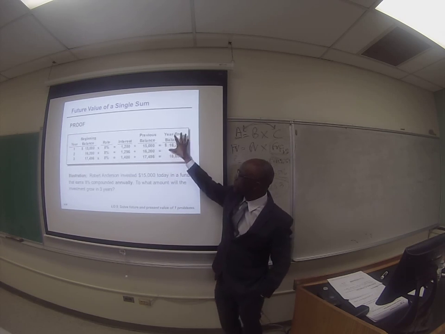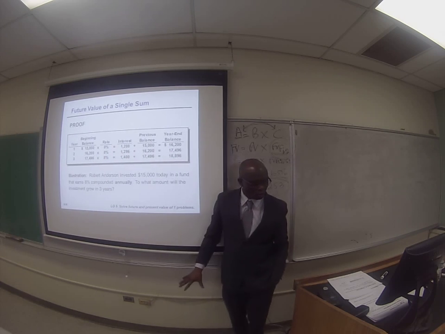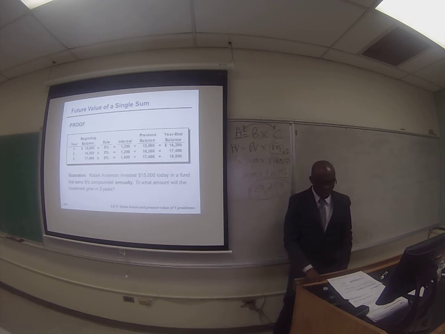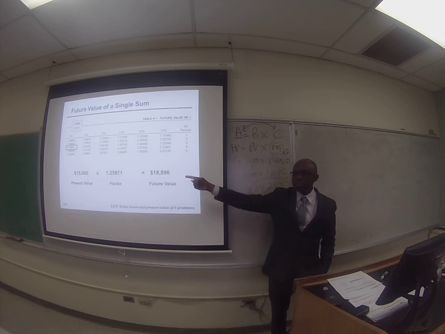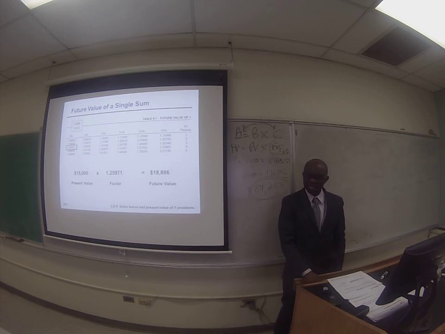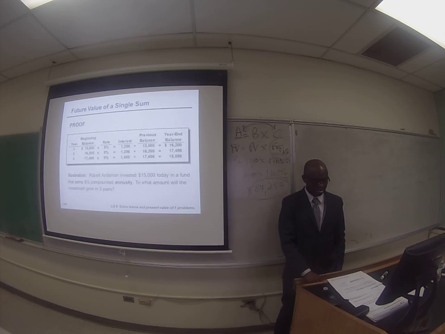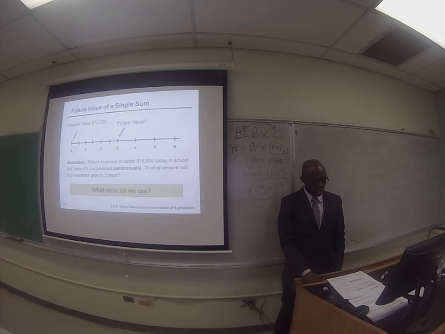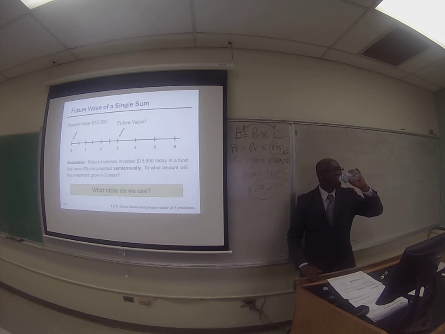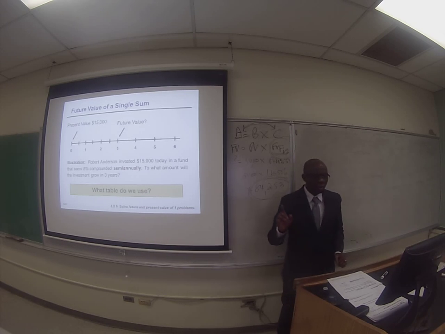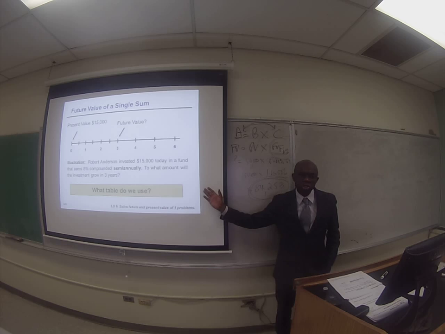So instead of going through all these troubles of calculating this manually, we can use a shortcut just like we did here. Multiply 15,000 by the future value interest factor, and that gives you 18,896. Okay, now we are still talking about future value of a single sum. Yes, the same illustration that we just completed.